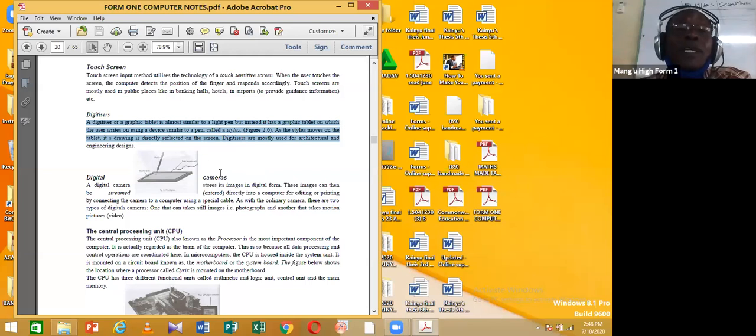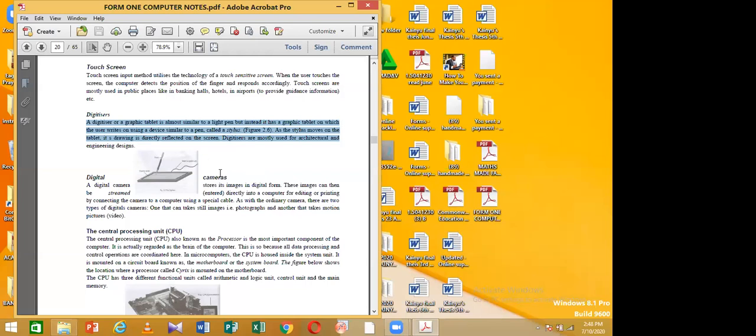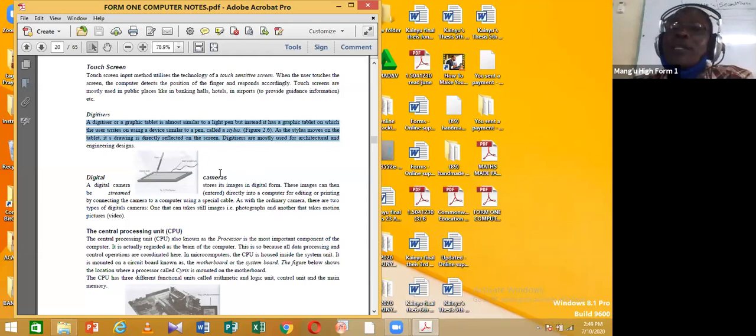Some of you are familiar with those gadgets. Some of you have used tablets before and you know how they are used. We have phones which also use pen-like devices where you can even sign your letter on it. You can sign and you write on it. They are in this group of input devices.